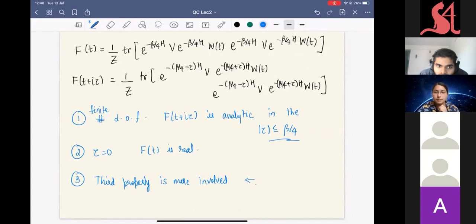I have one simple question that Akhil probably answered. When you are saying t plus i tau is analytic, you don't need any comment on the structure of V or W? No, that's not needed actually, because I think it just depends on these exponentials here, and that was Akhil's comment. It's the way they grow, how the exponential grows.